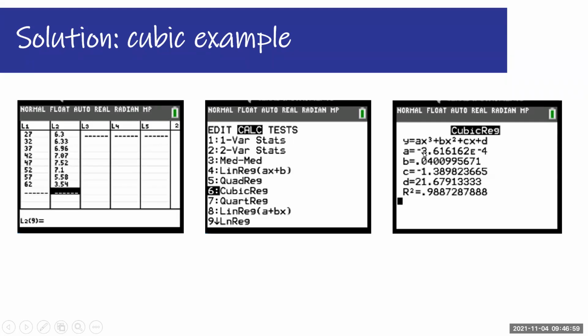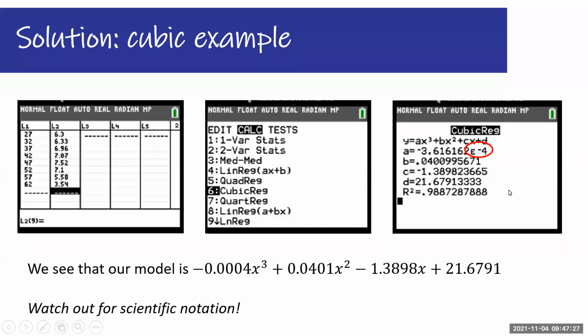Here we see the A is our coefficient for x cubed, so negative 3.616. Be careful here. It's not just negative 3.616. It's scientific notation, so it's times 10 to the negative 4th. So that means that this is actually negative 0.0003616, and so on. So be careful, always look for that scientific notation. Here's B, here's C, here's our constant. And R squared gives us information about the fit.